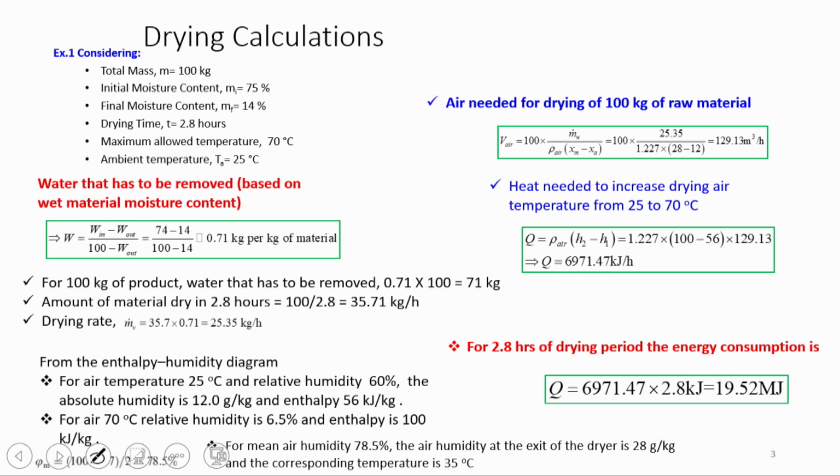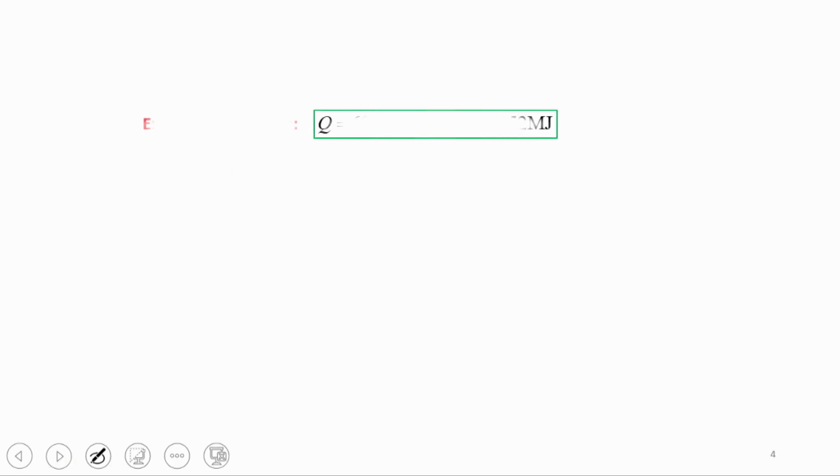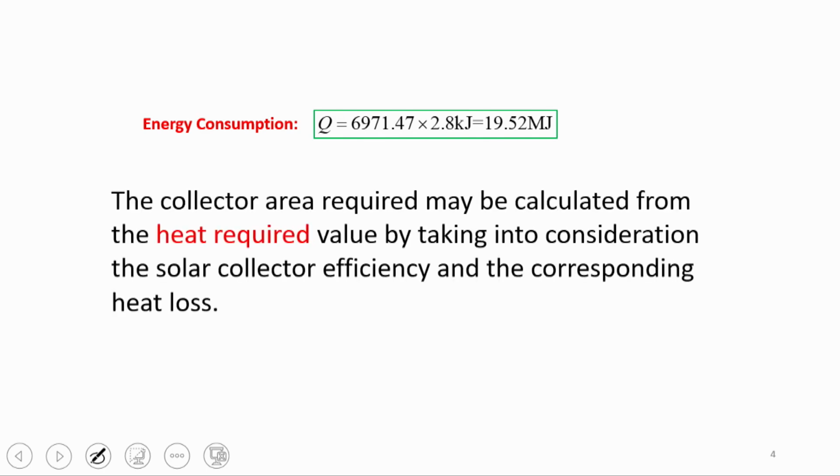So, next maybe what we can calculate is energy consumption, which is about 19.52, and then the collector area required may be calculated from the heat required over amount, which is 19.52 for that temperature range, by taking into consideration the solar collector efficiency and corresponding heat losses.